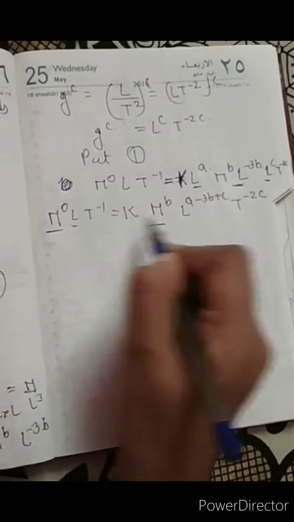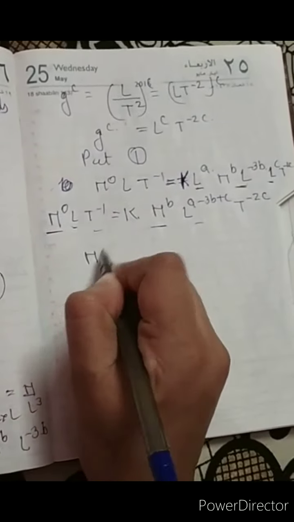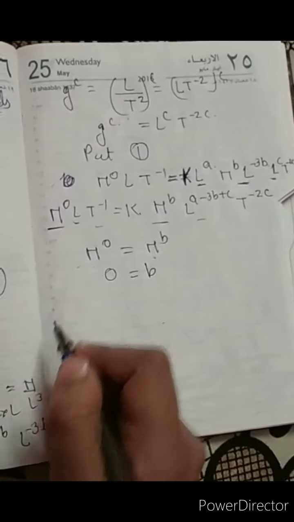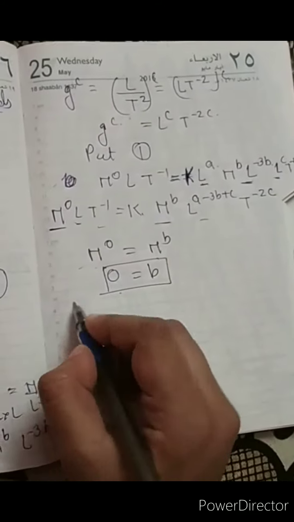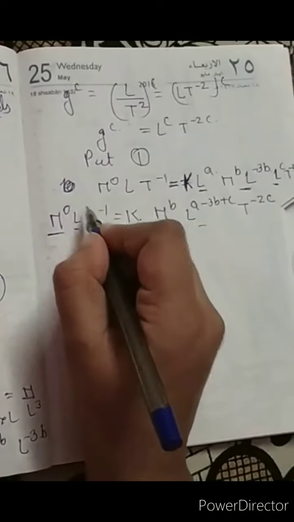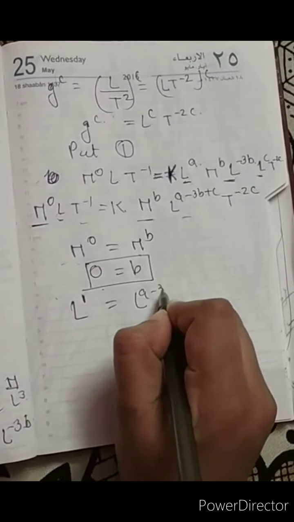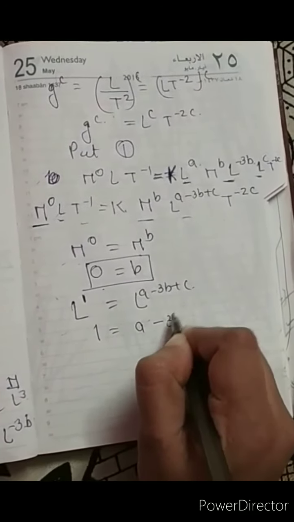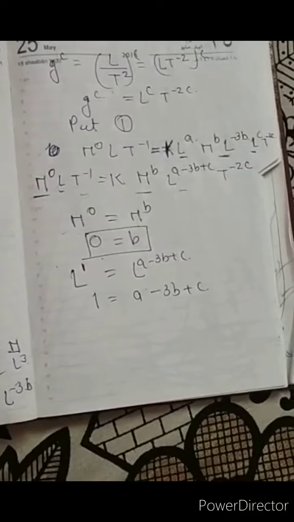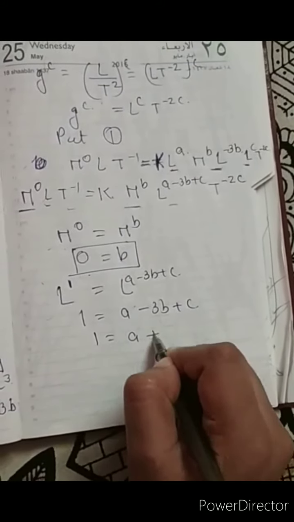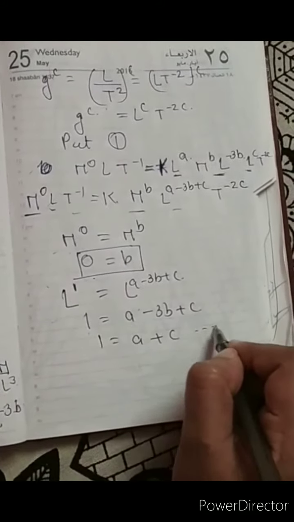Compare M to M, L to L, and T to T. So M to the power 0 is 0, and M to the power B, same base, power equated to 0. We got the value of B. Next is L. Here L is L to the power 1, and here it is A minus 3B plus C. Same base, power can be equated. Do you know B is equal to 0? So putting B as 0 from equation 1, we get A plus C. This is our equation second.